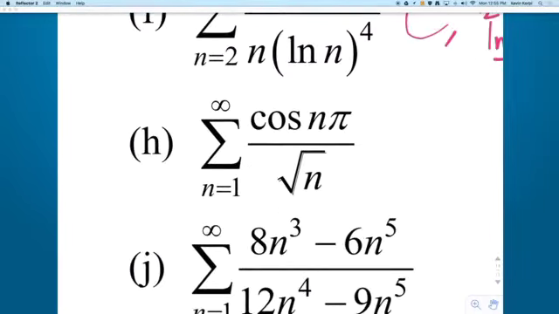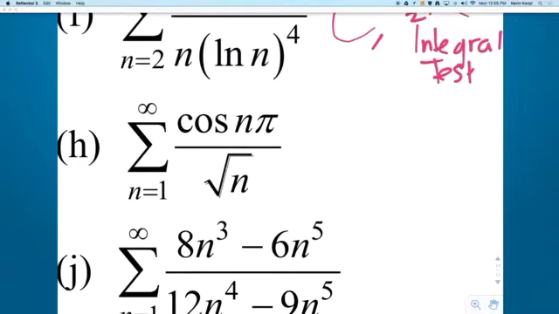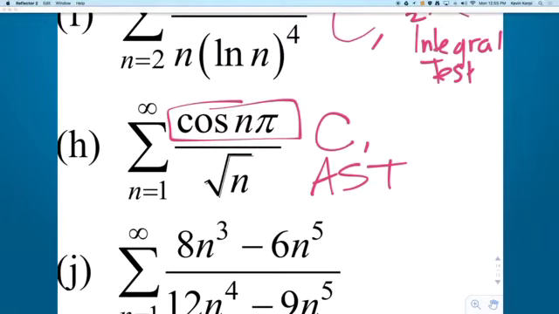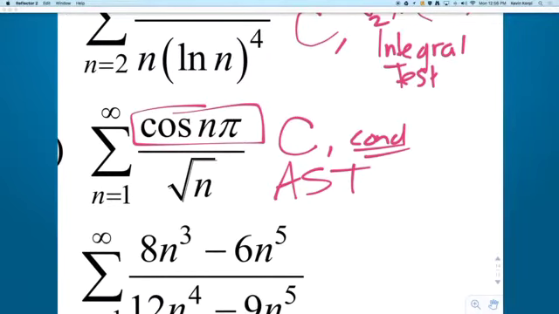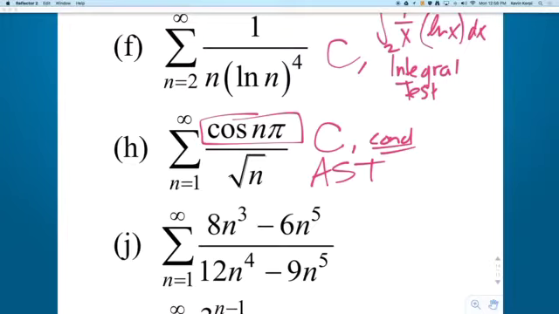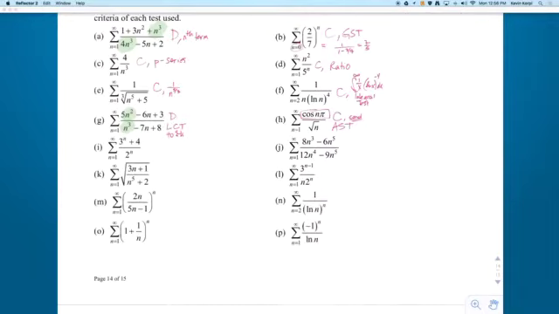H. Converges or diverges? Converges by the alternating series test. There is your covert alternator. Integer powers of pi simply alternate sign: 1, negative 1, 1, negative 1. Would this be conditionally or absolutely convergent? Conditionally convergent. Because without the alternator, 1 over n to the 1/2 would be a divergent p-series. So this is a conditionally convergent alternating series.